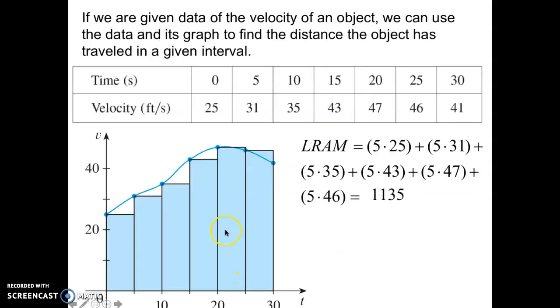By the way, I didn't do it here, but I definitely could have done an RRAM here and done 41 plus 46 plus 47 plus 43 plus 35 plus 31 and then multiplied by 5. That would have been another estimate. And then averaging the two would have been probably the best and most accurate value for how far this object has traveled.